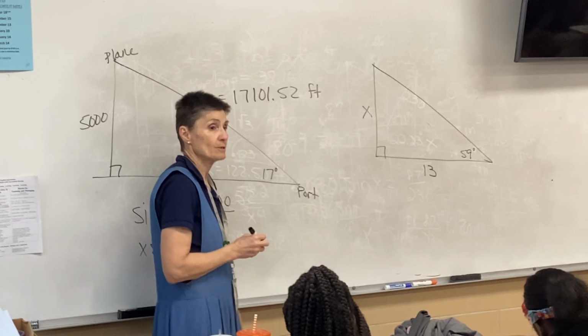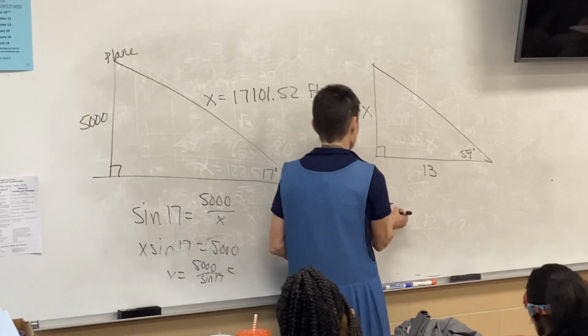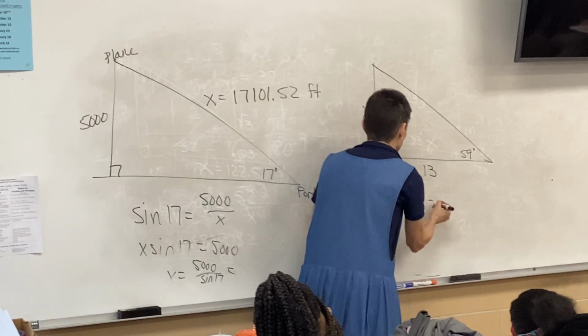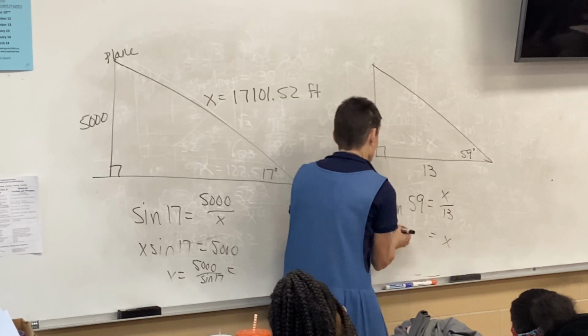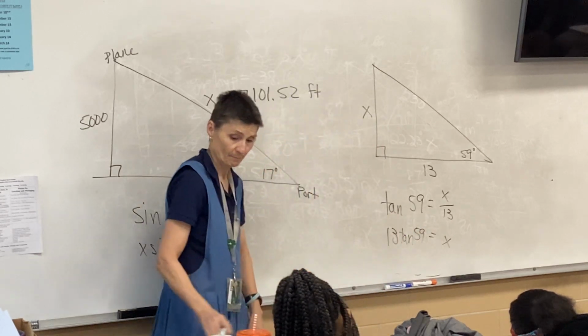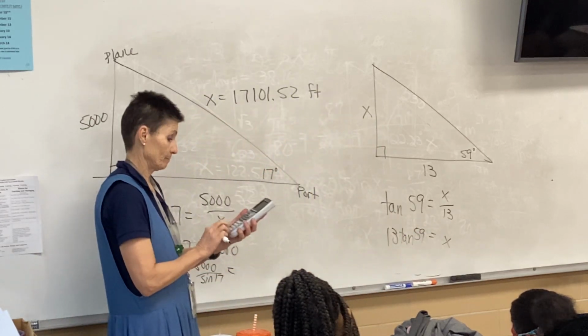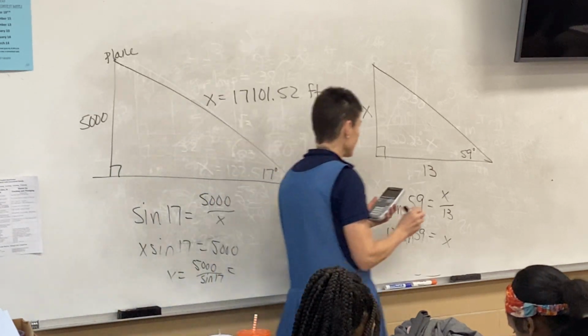Sine, cosine, or tangent? Tangent. So tan 59 equals x over 13. So 13 tan 59 is going to be 21.64 feet.